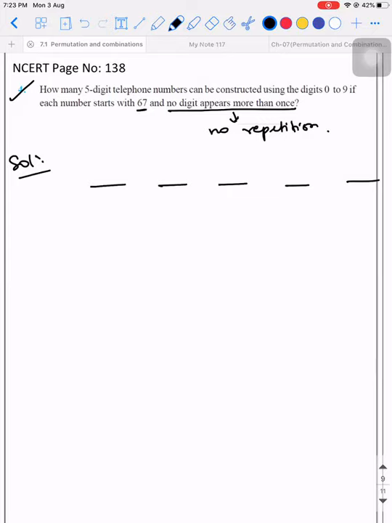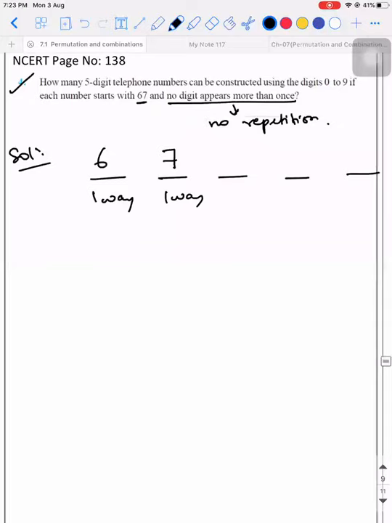So out of the 5-digit telephone number, the first number should always be 6 and the second number should always be 7. Are you guys clear with this? 6 and 7 is fixed. This is done in one way. This is done in one way. One way in the sense putting 6 there, and the other way is putting 7 in its place.